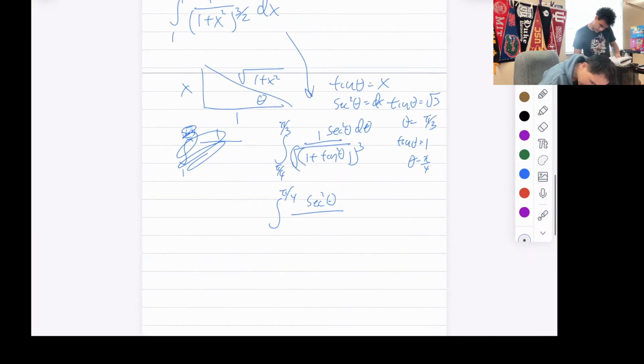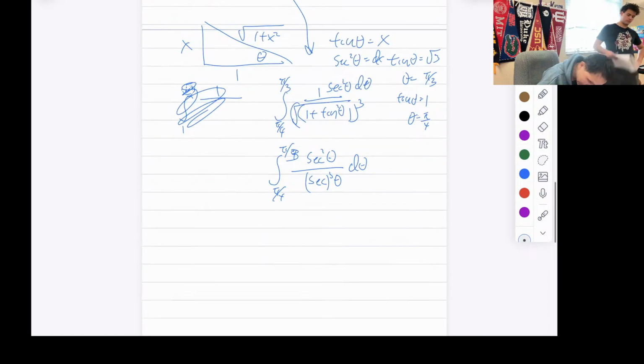This one is going to be secant. Square root theta is going to be secant to the cube theta. Does that make sense? Mine's the start. I see where I messed up. That was bad.